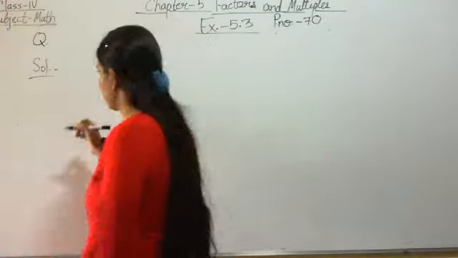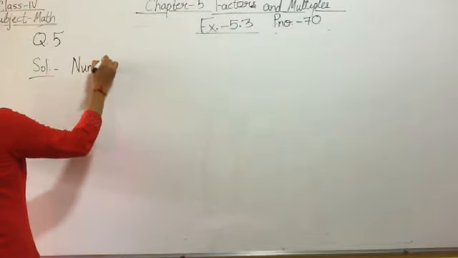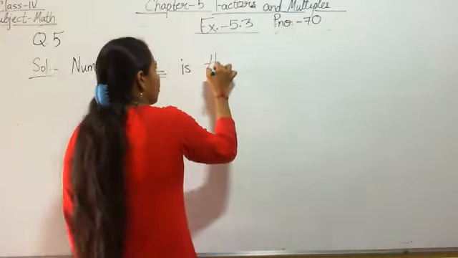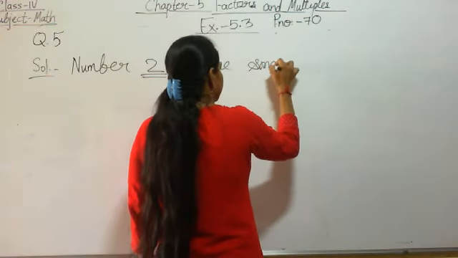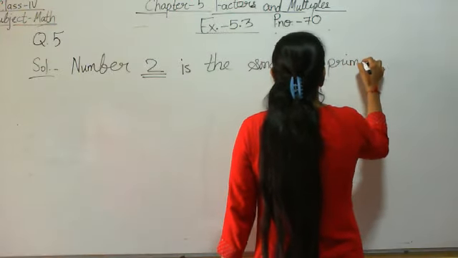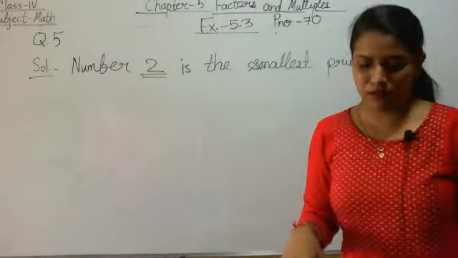Question 5 answer will be number 2, number 2 is the smallest prime number. Okay.